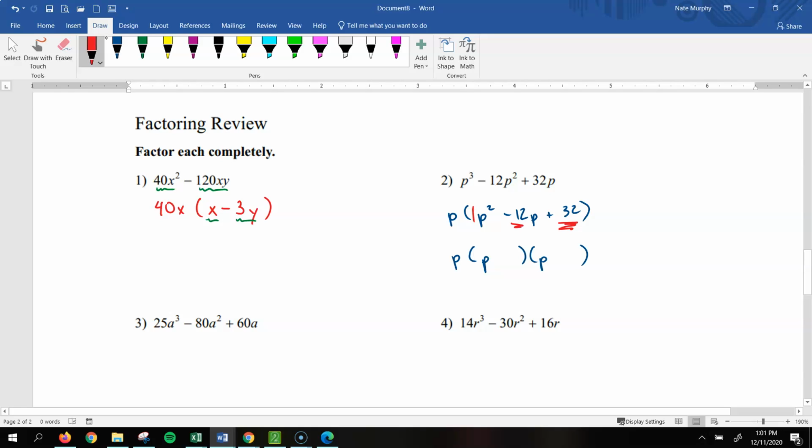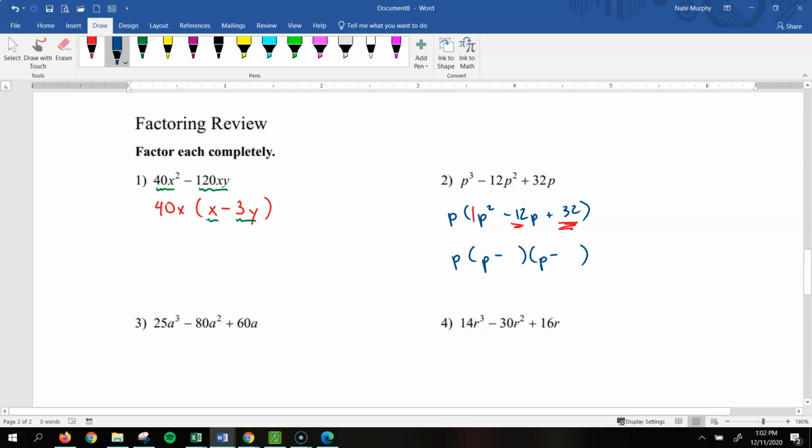So you want to work through the factors of 32. Now, the fact that they multiply together to be a positive number and they add together to be a negative number tells me that they both have to be negative, because a negative times a negative will be a positive. When you add those together, it'll be a negative still.